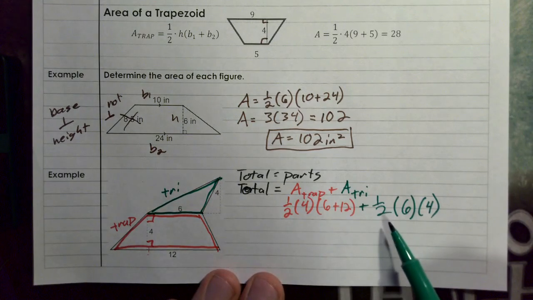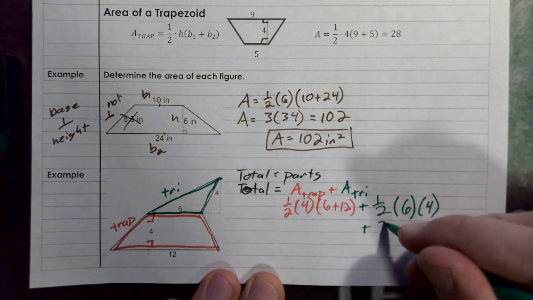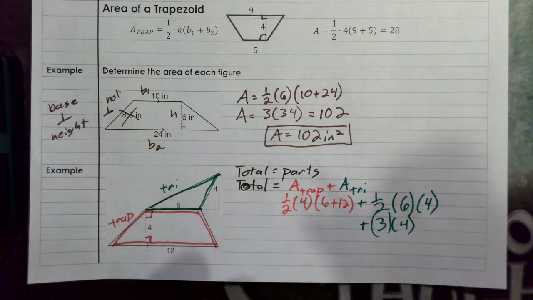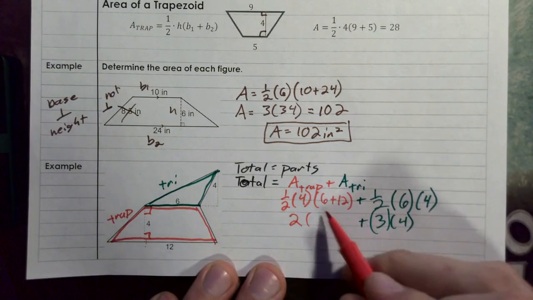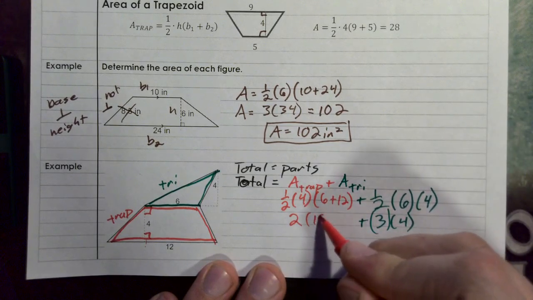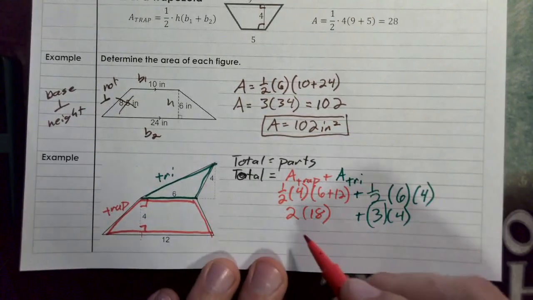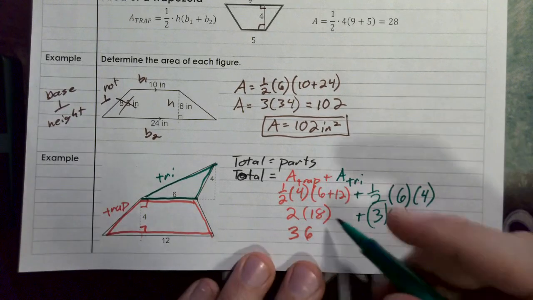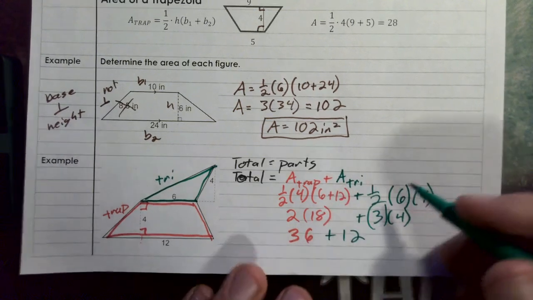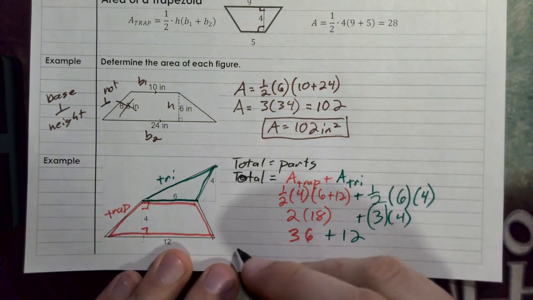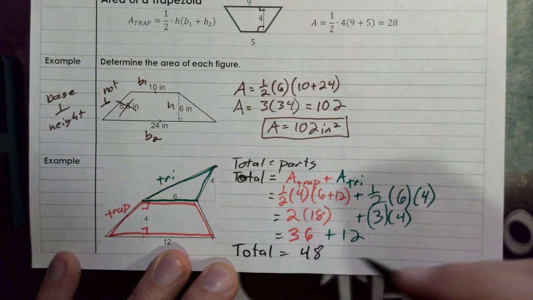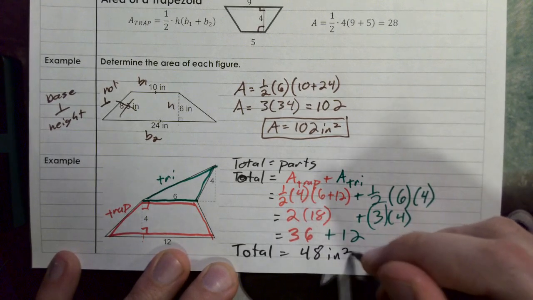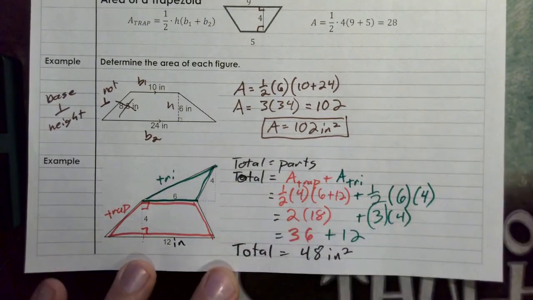So now we just got to simplify that down. Half of 6 is 3. So this is 3 times 4. Then over here, we've got half of 4, that's 2, and 6 plus 12, that is 18. 2 times 18, so the area of our trapezoid is 36, and the area of our triangle is 12, so 36 plus 12, our total area is 48. And do I have a measurement on here? Yeah, 48, we'll just say inches squared. I don't know if these are inches or what, but we'll just say they're inches.